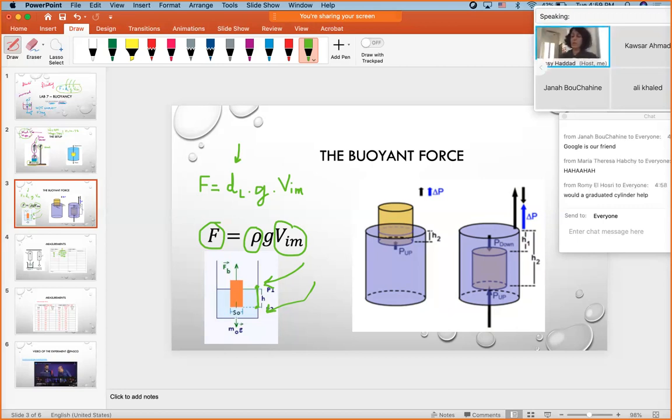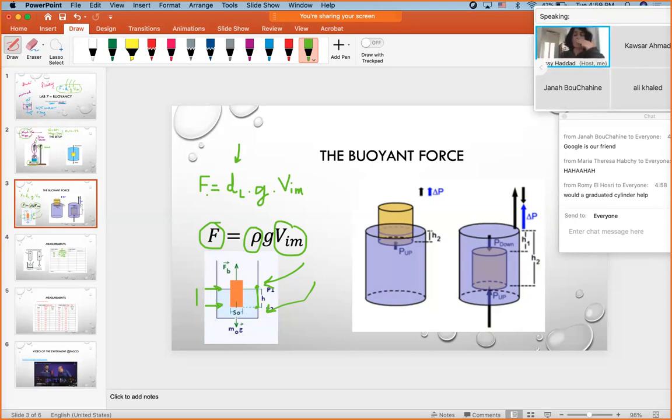Okay, so Romy wants to use a graduated cylinder, and I assume, Romy, you want to measure the volume before immersing, the volume after immersing, and find the difference, right? I think we already discussed that. So method number one is graduated cylinder. Method number two is the overflow, which is, I believe, the same idea done differently. Method number three, calculate V immersed from the formula.